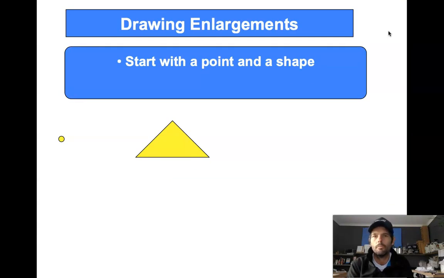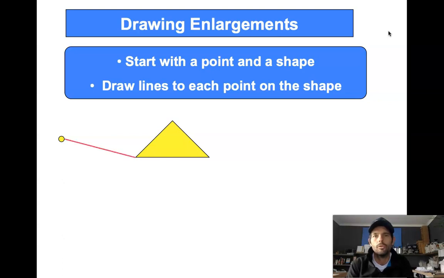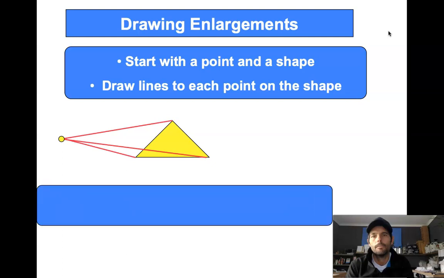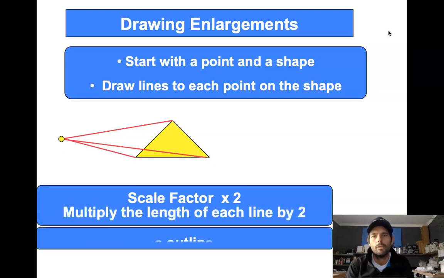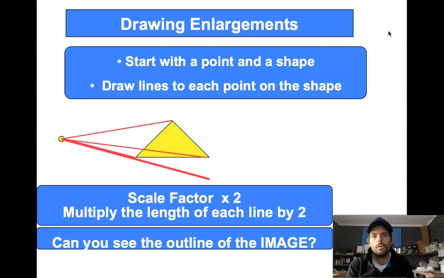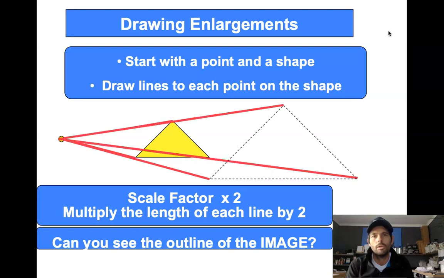Okay, so here they want us to start with a point and a shape. So there they've given us the point in yellow and the yellow triangle. Draw lines to each point on the shape like that. They want us to increase it by scale factor 2. So we double each length, and then we get to a new image, and you'll see the outline of the image, and that is our enlarged shape.